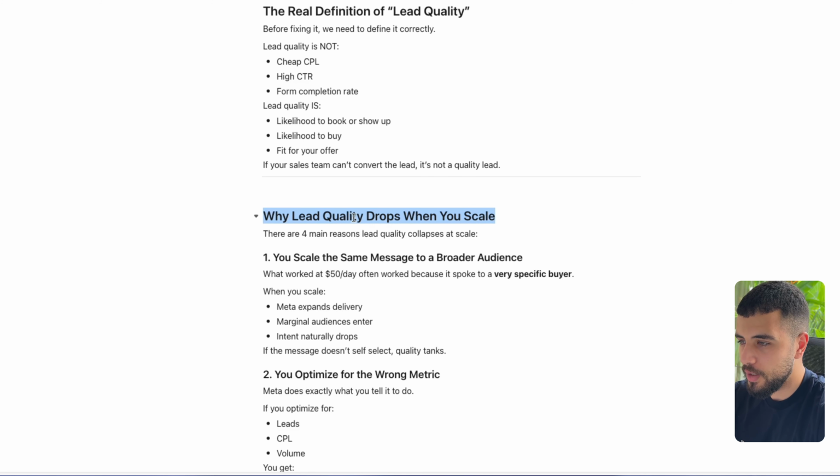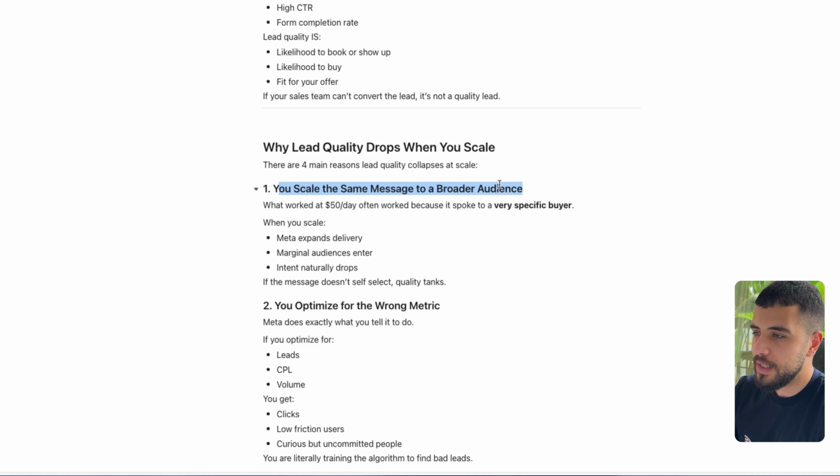So why does lead quality drop when you scale? There are 4 main reasons. Number 1, you scale the same message to a broader audience. This one really depends on your niche, your service, and what you do overall. But for certain services or niches, you cannot scale after a certain point, let's say $1,000 a day in ad spend. That's your cap. And it's not because of lead quality or poor systems. Your TAM, which is short for total addressable market, is really small.